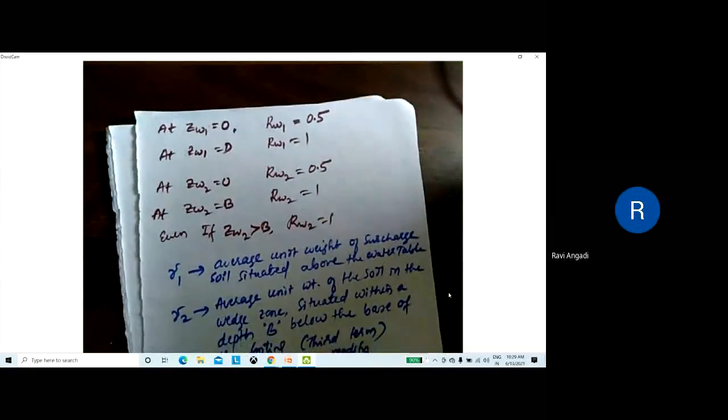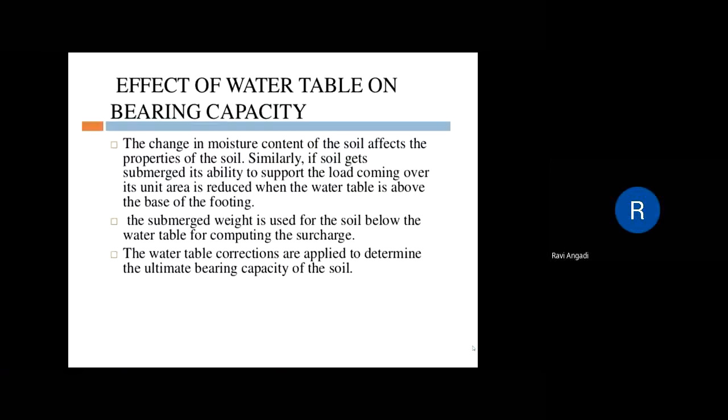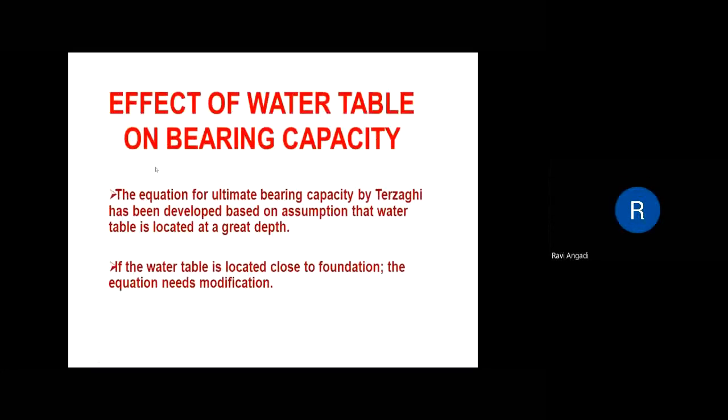Okay. Then I'll show you this one. So is it visible? Yes, sir. Okay. So as I discussed in the previous class, the effect of water table on bearing capacity. The equation for ultimate bearing capacity by Terzaghi has been developed based on the assumption that the water table is located at a greater depth. So he assumed the water table is located at a greater depth. Hence, in that equation, he doesn't modify any of the terms.